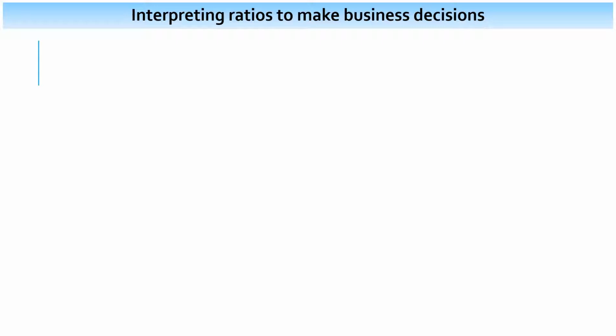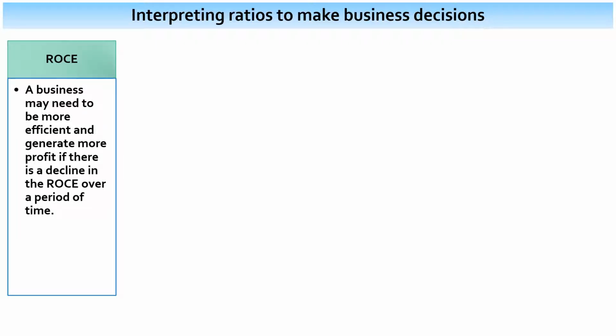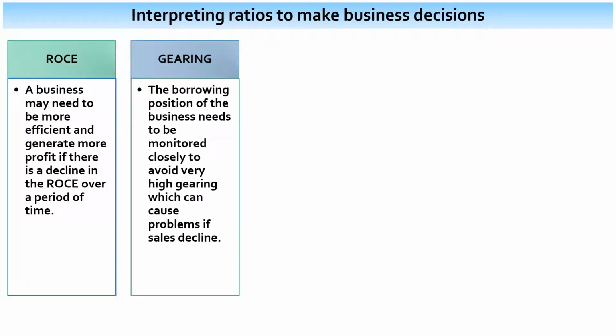So how might we interpret some of these ratios? Well, the return on capital employed may tell us that a business needs to use its capital more efficiently and generate more profit if there is a decline in return on capital over a period of time. The gearing ratio needs to be closely monitored to avoid the situation where we might have very high gearing, which could cause problems if sales decline. If a business is looking to expand, they might always look at the gearing ratio to see whether the business can sustain an extra loan in order to fund this expansion.